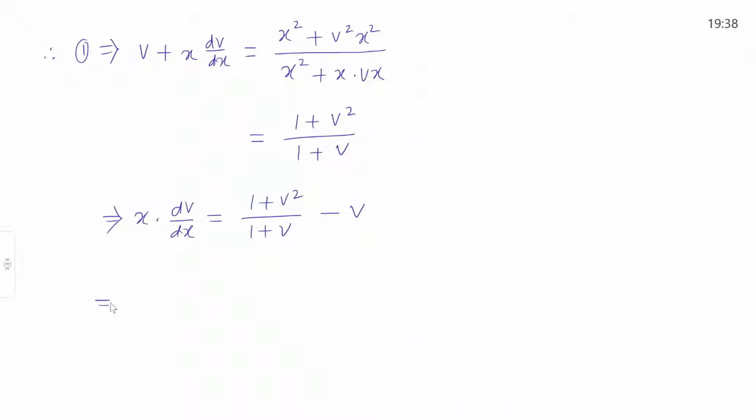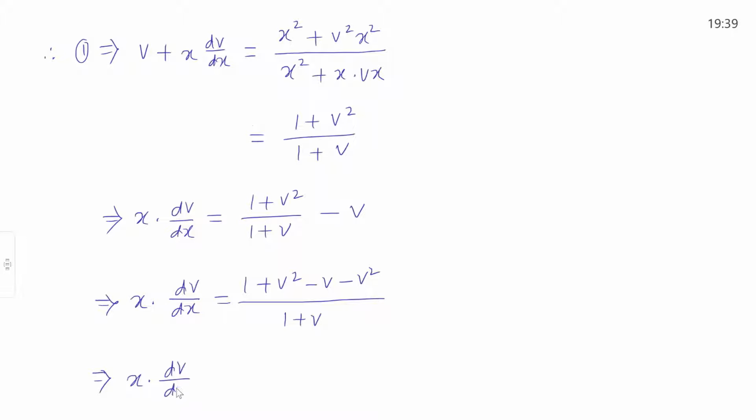Left hand side remaining the same, x dv/dx is equal to, taking the LCM, (1 plus v square minus v square minus v) divided by 1 plus v. Here v square cancels, and finally the numerator is 1 minus v, divided by the denominator 1 plus v.